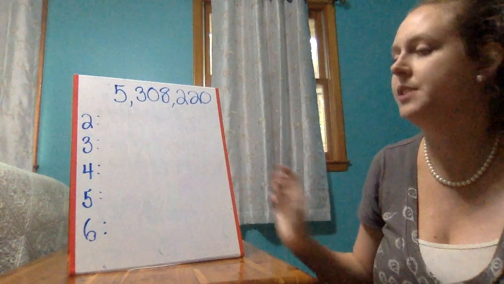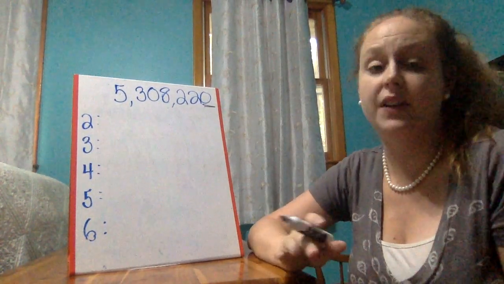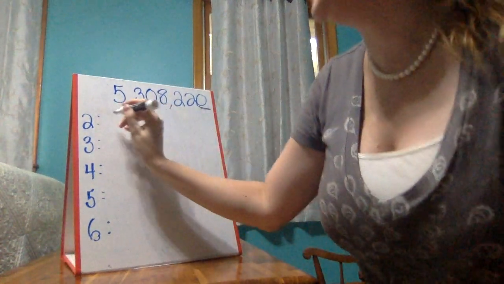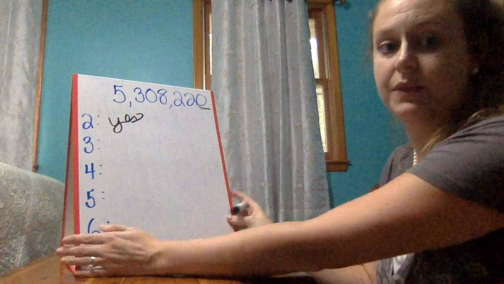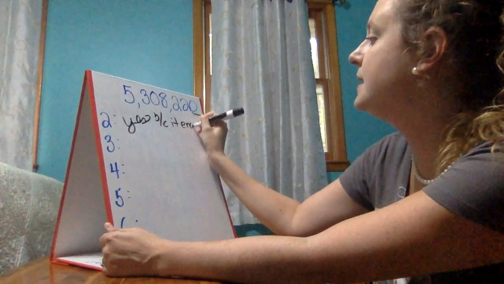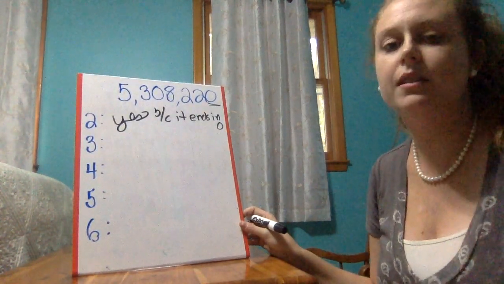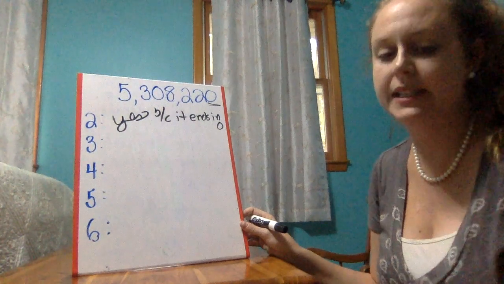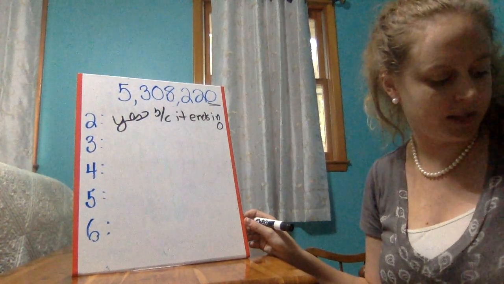The rule for 2 says you just look at the last digit. So this is an even number. So this number is divisible by 2. So I'm going to say yes, and then I'm going to list a reason. So I'm going to say yes because it ends in 0. You're going to have to state the divisibility rule. You're going to be required to know the divisibility rule.